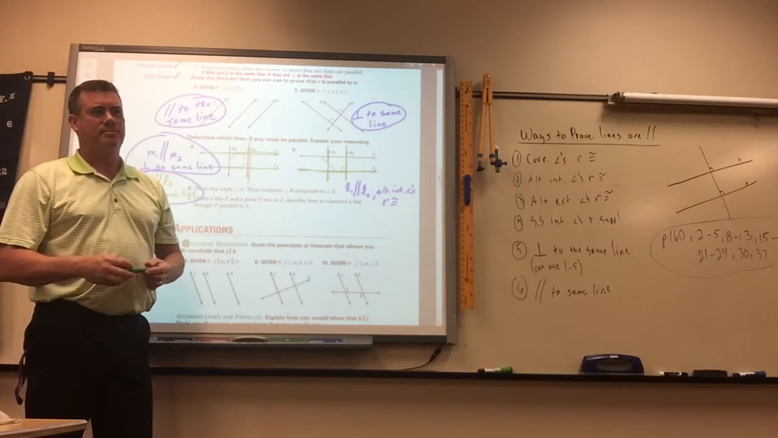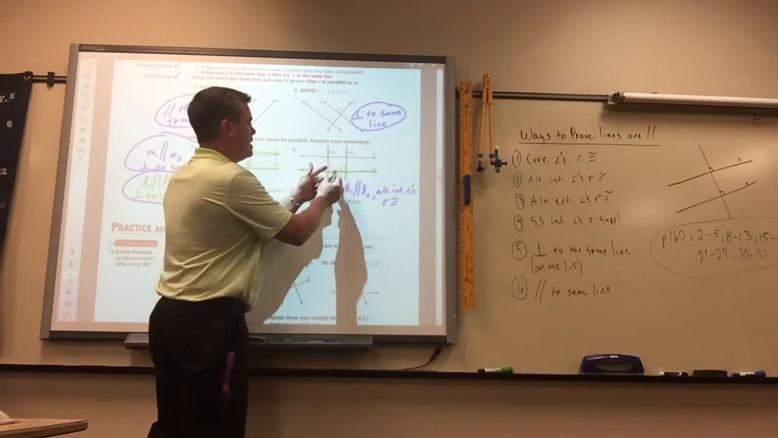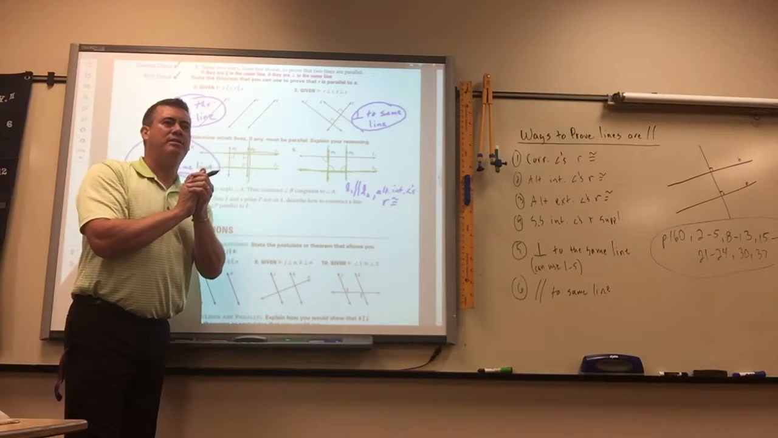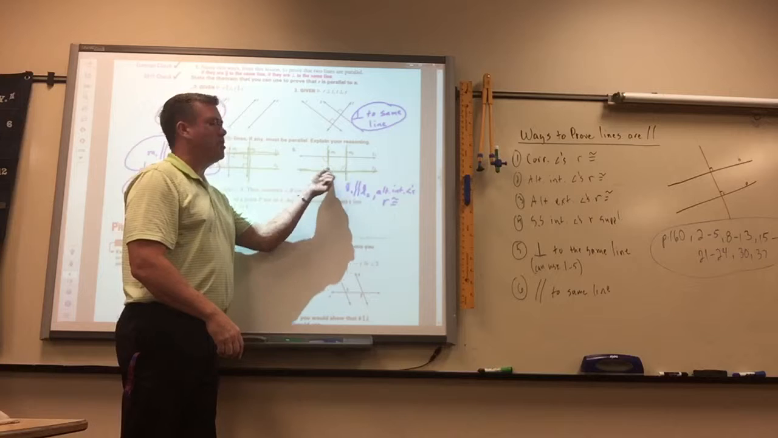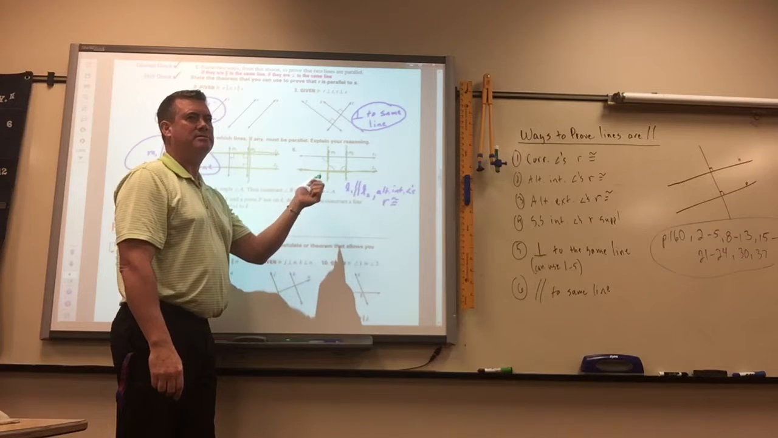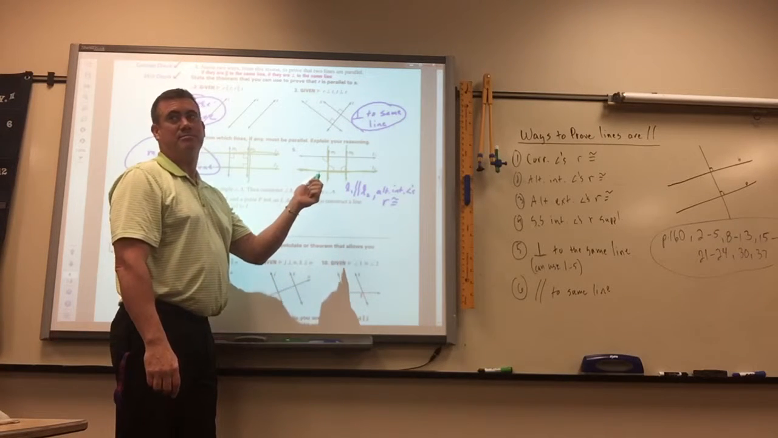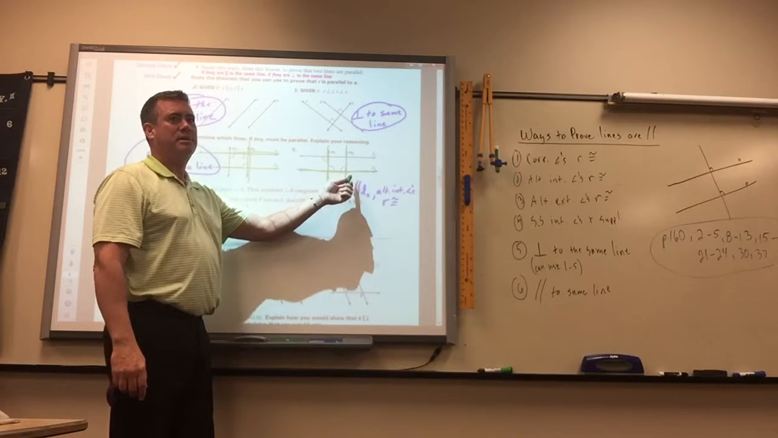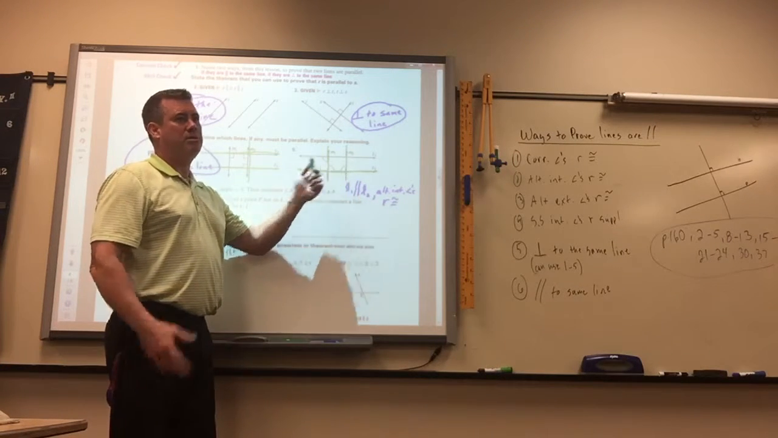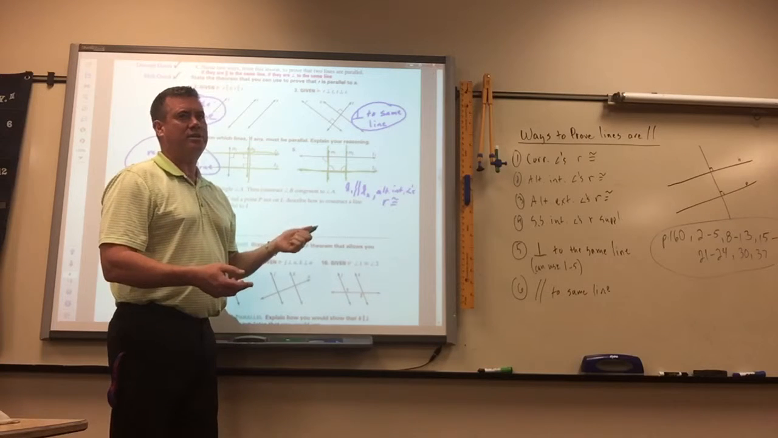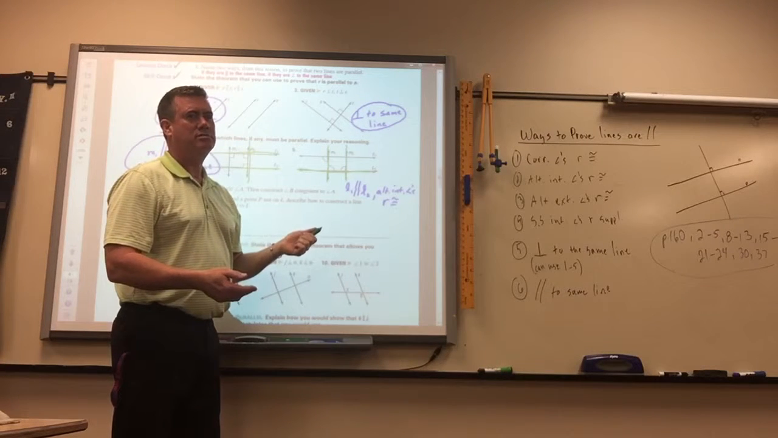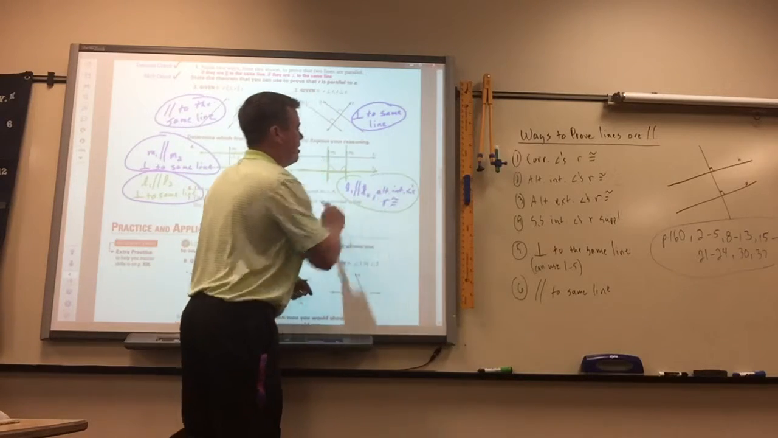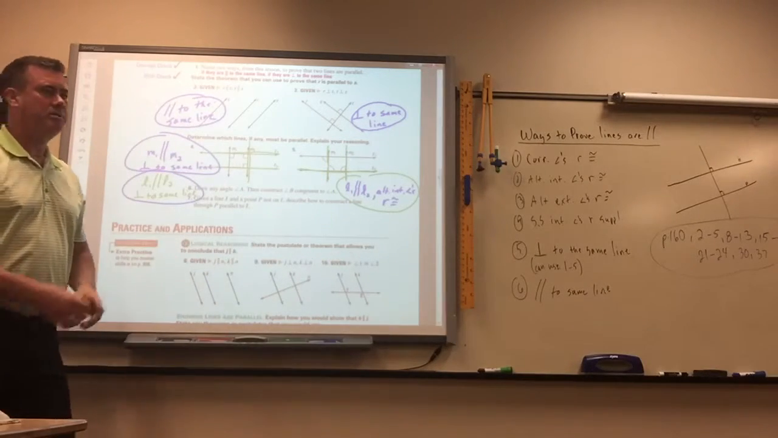Alternate interior? Same side? They're not alternate interior because they don't alternate sides. The same side interior angles, are they supplementary? No. Yes. Wait, how do you know if they're supplementary? Exactly, how do you know if they're supplementary? They're equal, I don't know, but they could each be 80 degrees. We don't know. So no, the only one we know is this one. So that's the only one you put.